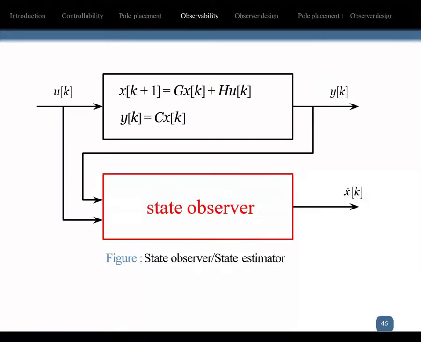In the previous slide I used continuous time. Here in discrete time, it becomes x(k+1) equals Gx(k) plus Hu(k), y(k) equals Cx(k). With the same input and output, you can estimate x hat(k). How? This block for the observer is exactly the same as the others.